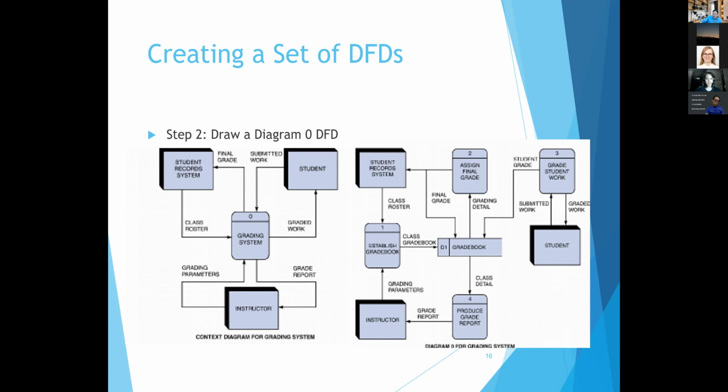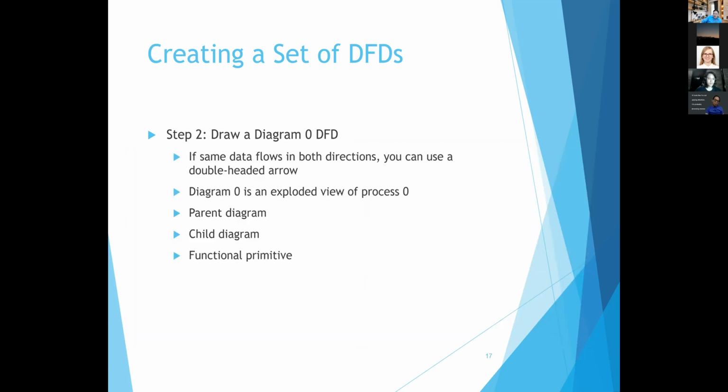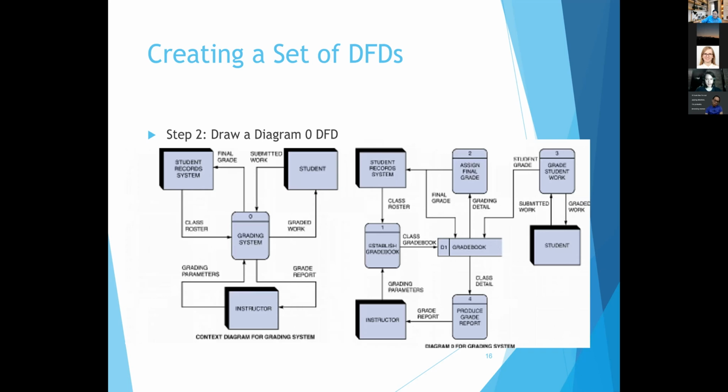On the next slide, you have to know that if there are data flows in both directions, even though some books tell you that you can use a double-headed arrow, my suggestion, if you remember this example, is that you can see it makes this one confusing. My suggestion is to separate them into two different lines, which is better.